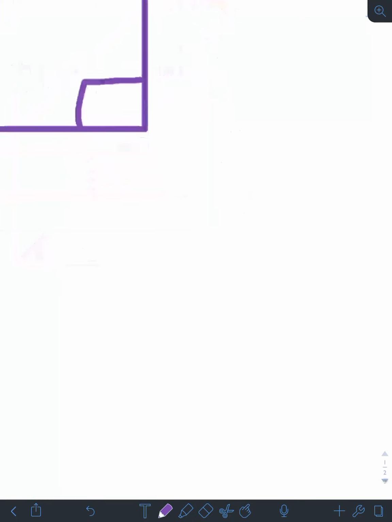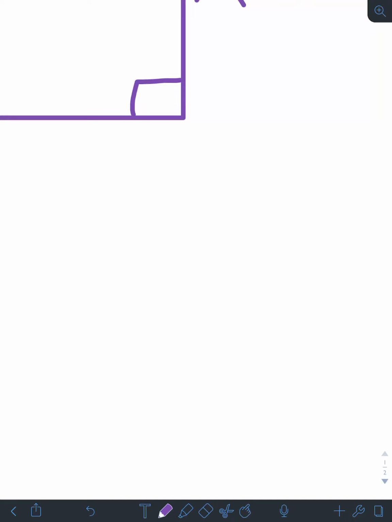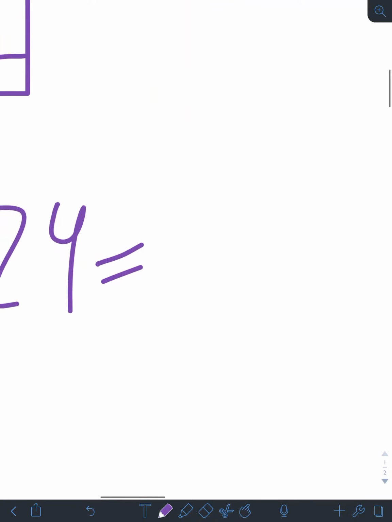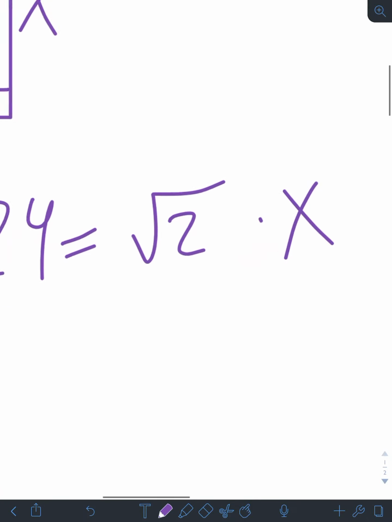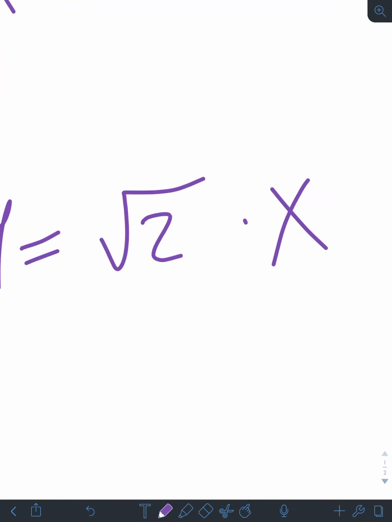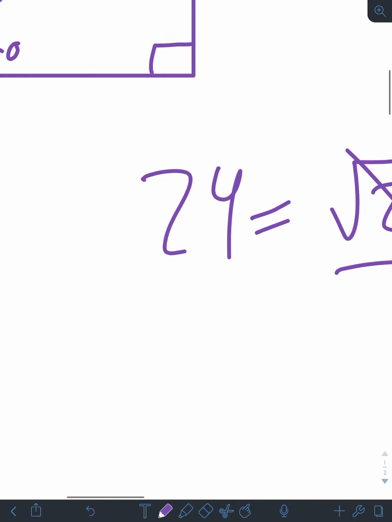Okay, so the hypotenuse, which is 24, is equivalent to the square root of 2 times the length of the leg, which we're going to call x. So, when we want to isolate a variable, what do we do? Simple. We divide. So we're going to divide both sides by the square root of 2, which cancels it out: 24 over the square root of 2.